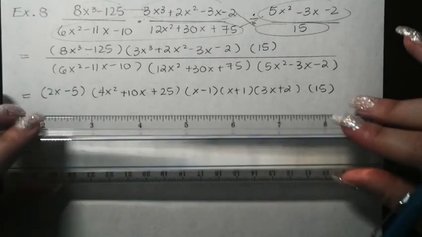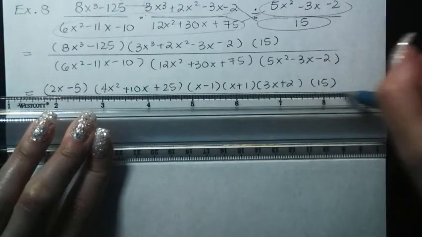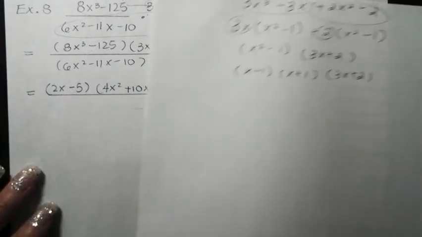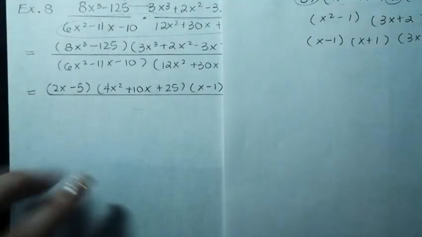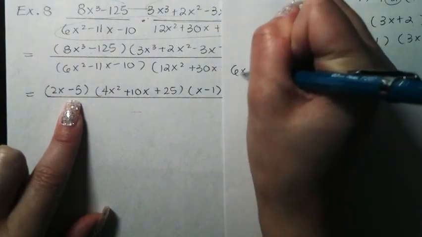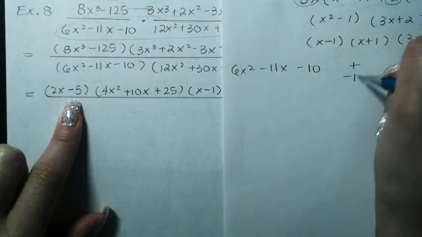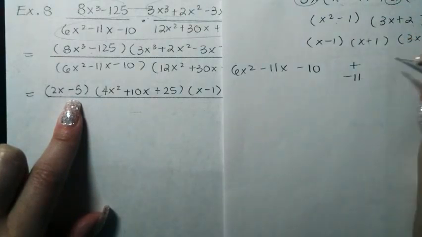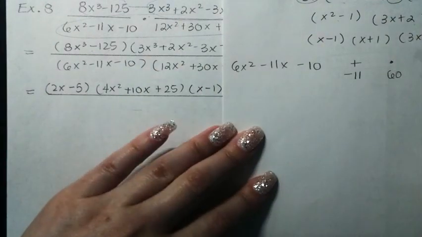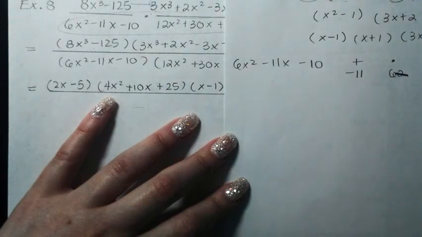Okay, so the denominator. Let's look at the denominator. What do you have? Let me write it here. We have 6x squared minus 11x minus 10. How can you factor that? Two numbers that when you add them, they give you negative 11, and when you multiply them, they give you negative 60.